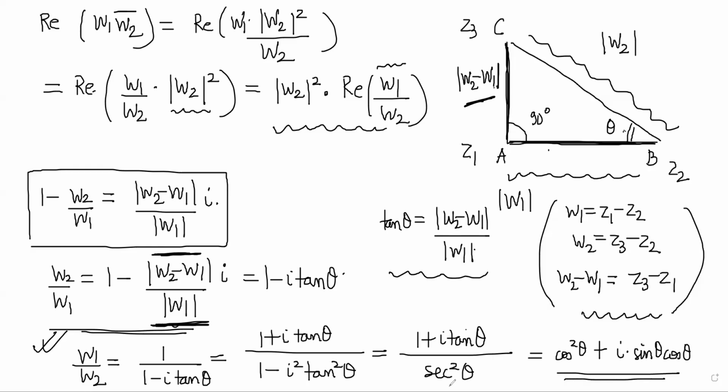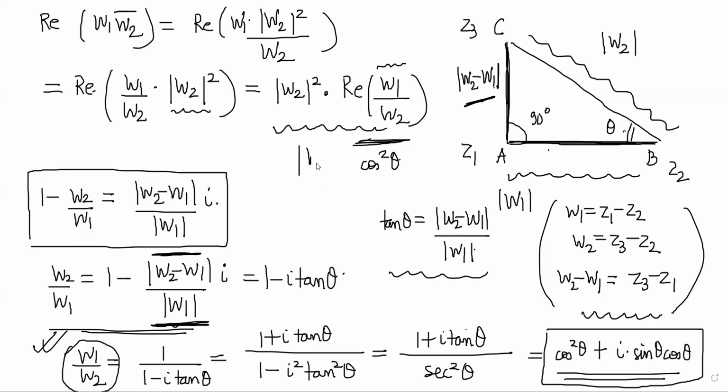So I have gotten W1 by W2 complex number, and I have written it like this in terms of theta, which was an angle of this triangle. And I've gotten it as cos square theta plus I sine theta cos theta. So now the problem is really easy because I just have to find the real part of this complex number, right? So real part of this complex number is clearly from here. We can see it is cos square theta.